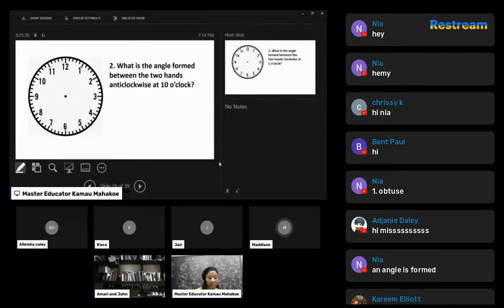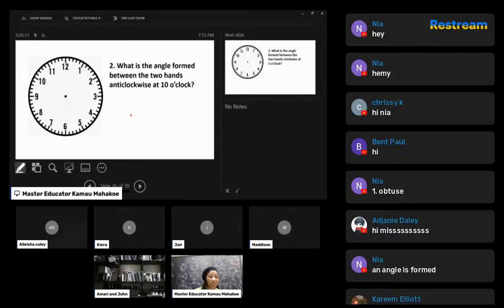Question 2. What is the angle formed between the two hands anti-clockwise at 10 o'clock? All right. So what say you, Madison? An acute angle. We actually want the measurement of the angle, like what we did a while ago in question 1.